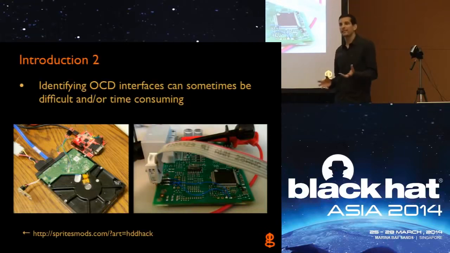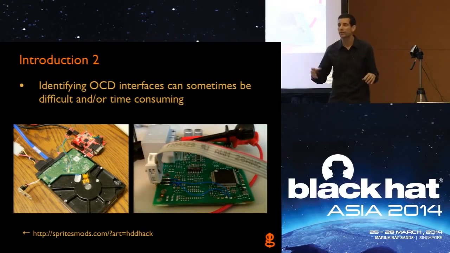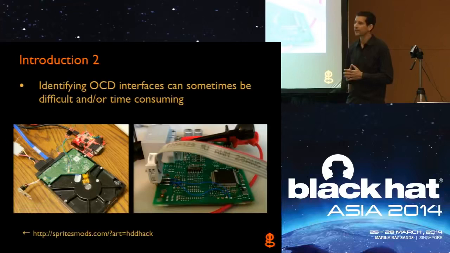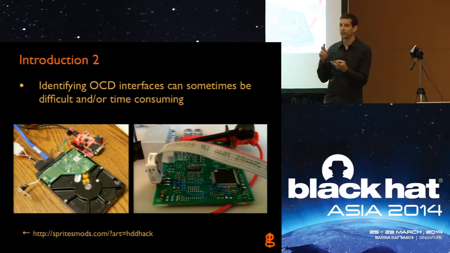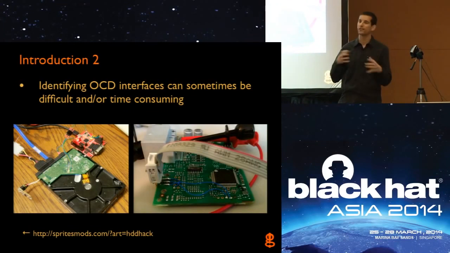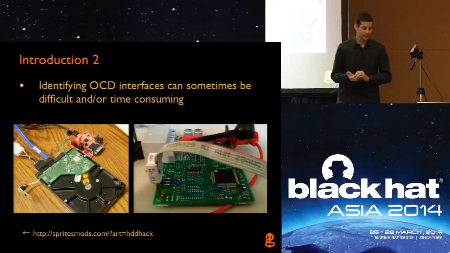The one problem is that identifying on-chip debug interfaces actually can be time-consuming. It can just be really annoying and potentially difficult depending on the integration of the board, how much stuff is on the board, how much access you can get to different features on the board. And sometimes you might not have the equipment. You might not have the desoldering equipment or the oscilloscope or a logic analyzer that you might need to manually probe and try to figure out what interfaces are.